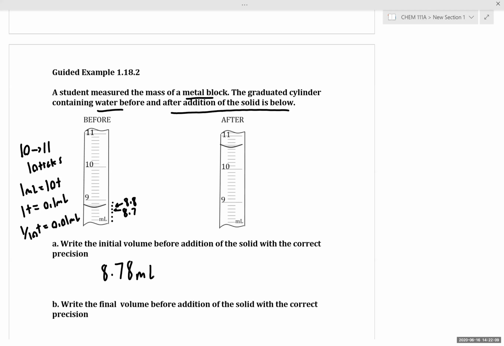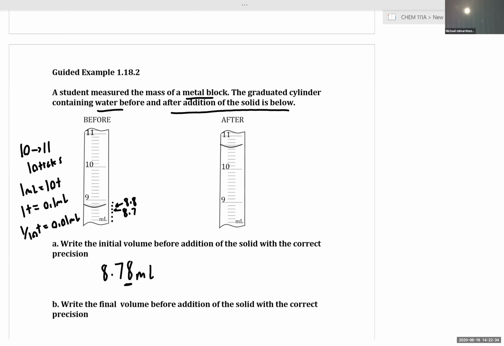Does it have to be 8.78 or something around there? There is variation in the last digit. So 8.79, 8.80, those are all acceptable. Your certain digit, however, this 8.7, is going to be fixed. That shouldn't change too much.